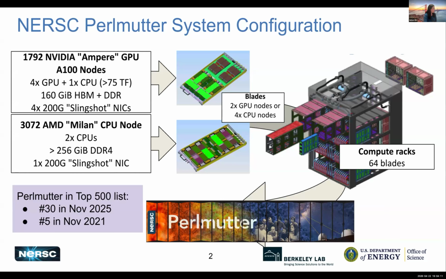It's quite a big workhorse at NERSC, and it was once number 5 in November 2021 on the Top500, and now it was number 30 in November 2025 on the Top500. GPU has two GPU blades, two GPU nodes and 4 CPUs, and CPU has 2 CPUs. At this bootcamp, we are going to use the CPUs. And the GPU resources will be from the cloud.